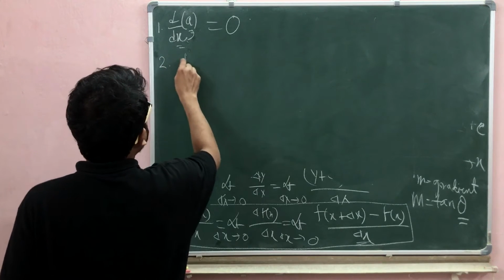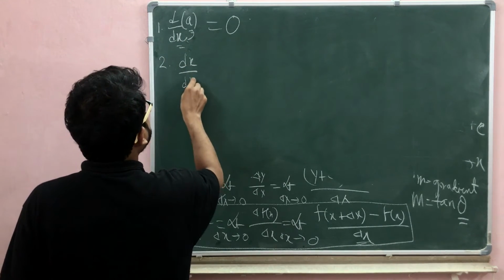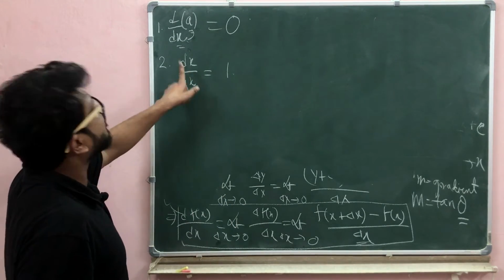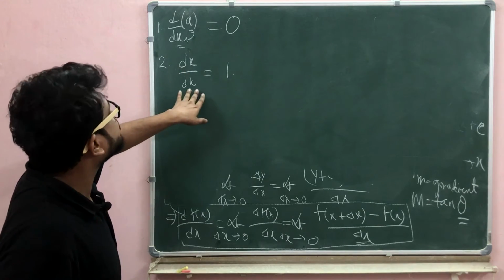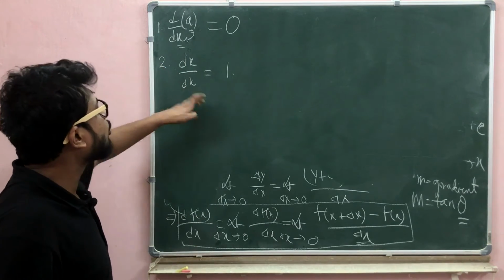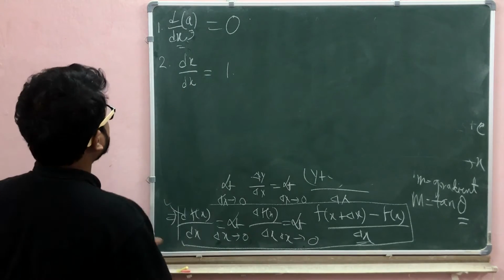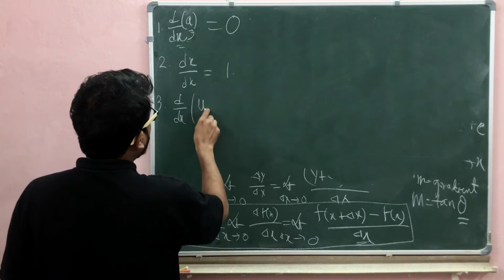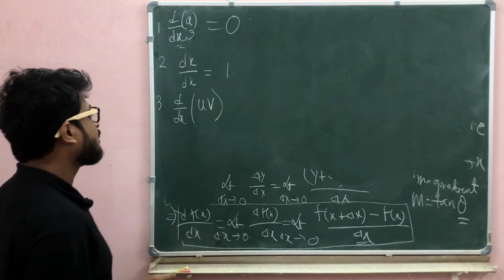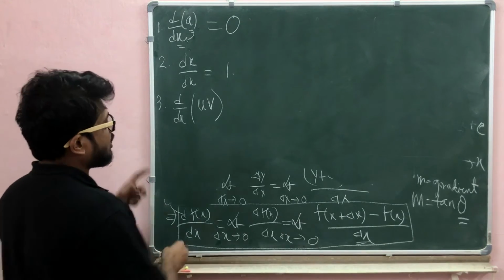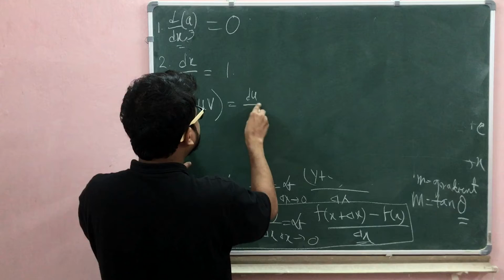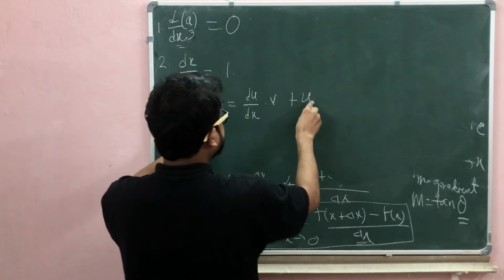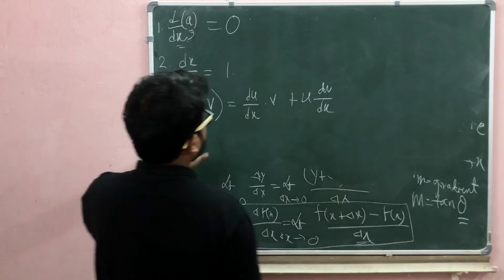And if dx/dx, that becomes 1, right? If x depends on x, the variation of x is equal to the variation of x, both are equal, so the final result is 1. Now the third formula is d/dx of u times v. There are two variables, and they both depend on x. So the formula is du/dx times v as it is, plus u as it is times dv/dx, right?